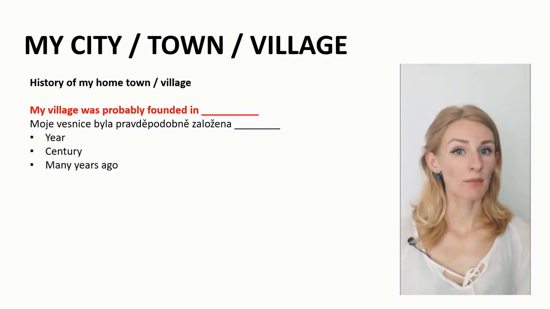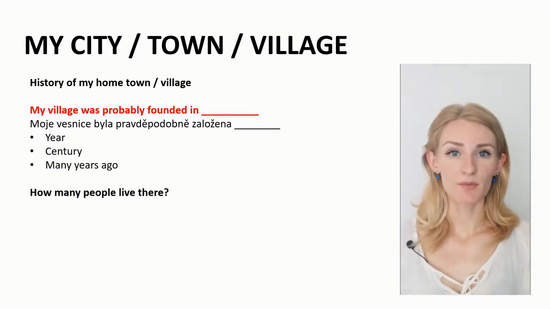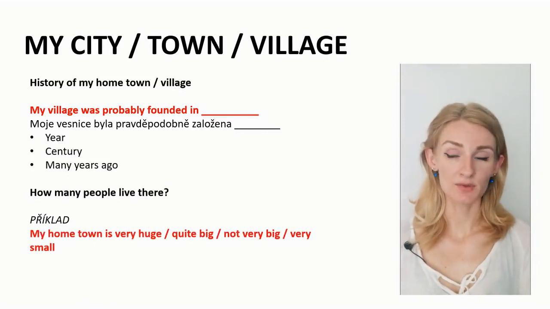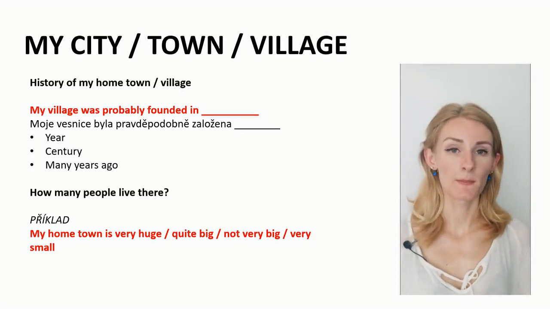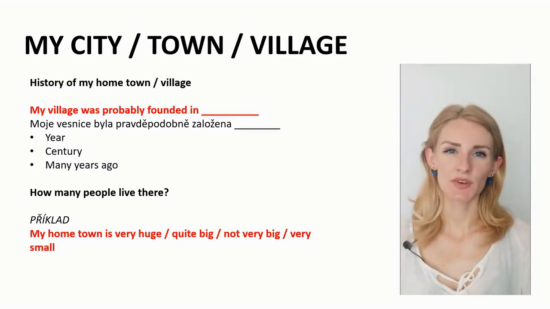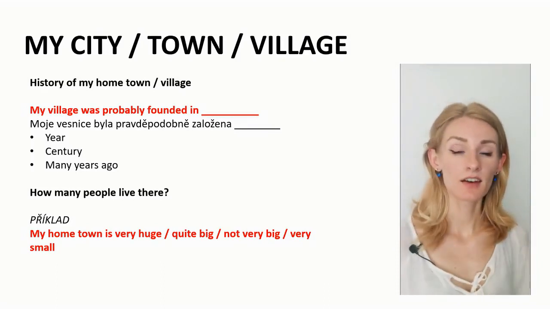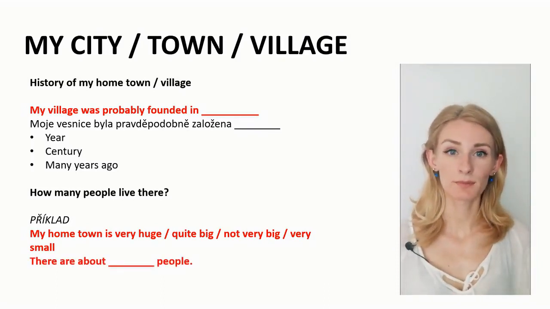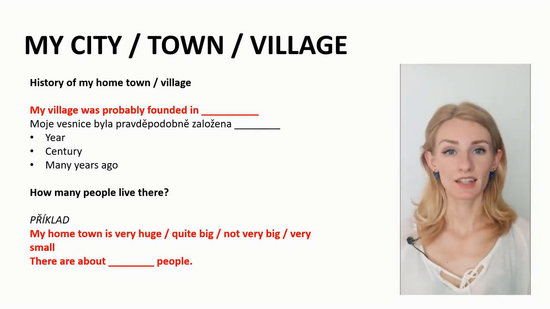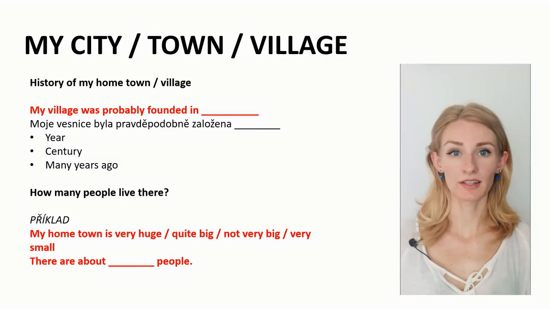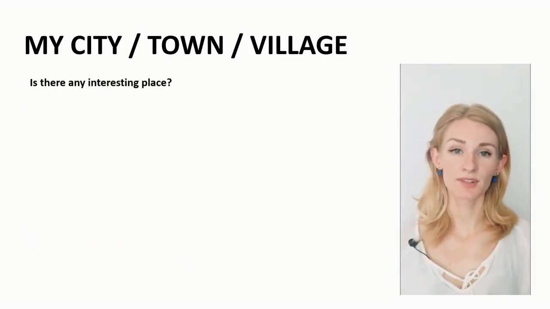Now, we should talk about how many people live there. So, for example, you can say, my hometown is very huge, or my hometown is quite big. My hometown is not very big. My village is very small. There are about... people. Okay, so you can put the number of the people that are living in your hometown or home village.